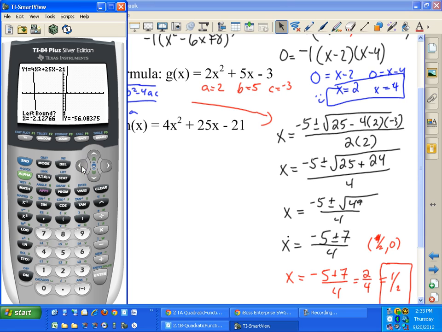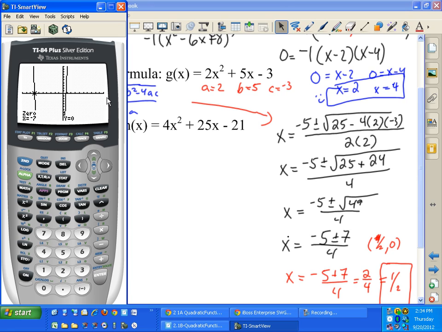I don't see it yet. So I've got to go to the left of one number. There it is. So I'm going to the left of one of my zeros, hit enter. Now it's asking me for the right bound, so I'm going to go to the right of it. And then it says make a guess at it, so I'm going to get as close as I can to it. And so I'm going to make a guess, and it looks like one of my zeros is -7, 0.